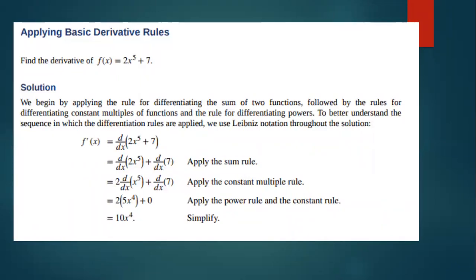Applying the basic derivative rules to find it. Okay, so f(x) equals 2x^5 plus 7. My derivative will be f'(x), which equals d/dx of 2x^5 plus 7.